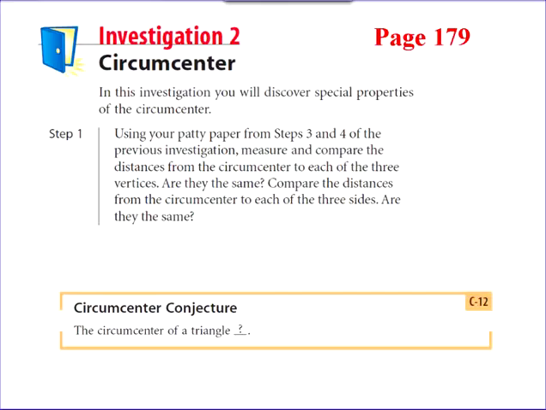So the circumcenter of a triangle is equidistant from the vertices. The circumcenter of a triangle is equidistant from the vertices.